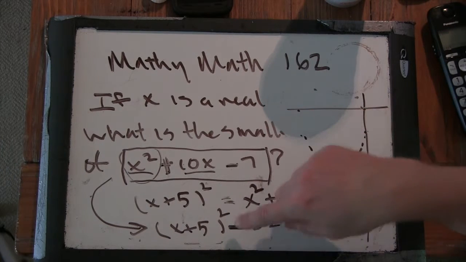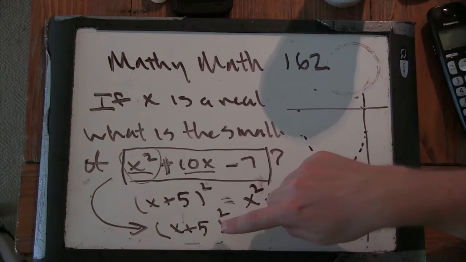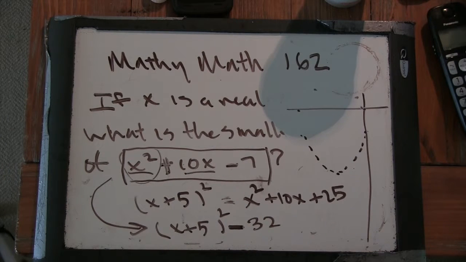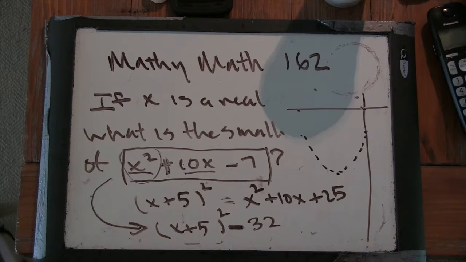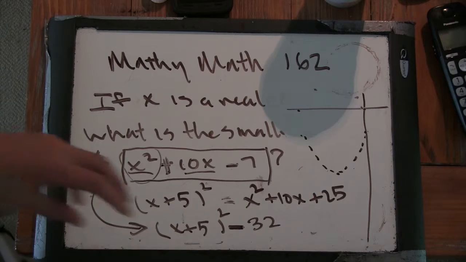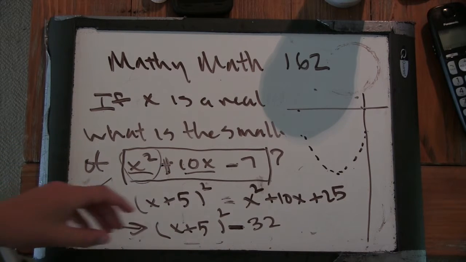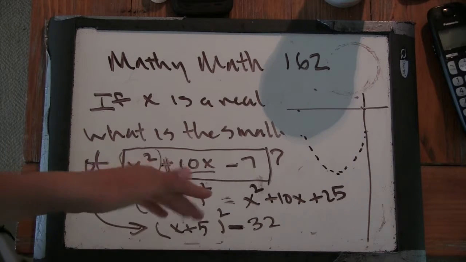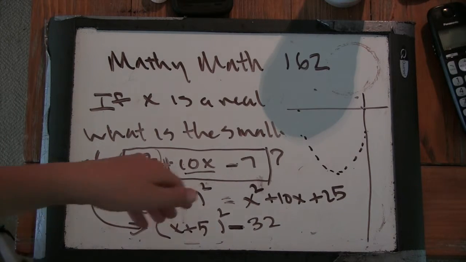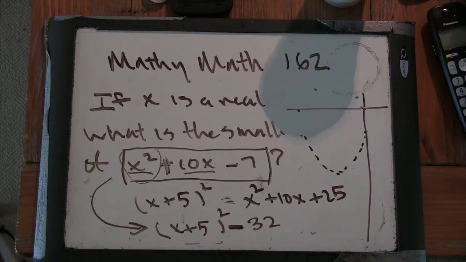But what's one nice thing about the quantity x plus 5 squared? Well, remember the question's about finding the minimum value. So we could figure out how to make this x plus 5 squared as small as it could be. Okay, how do you do that? That means we want it to be 0. Why? Because anything squared here is going to be positive, because even the negative numbers squared are still positive. And we have a minus 32.